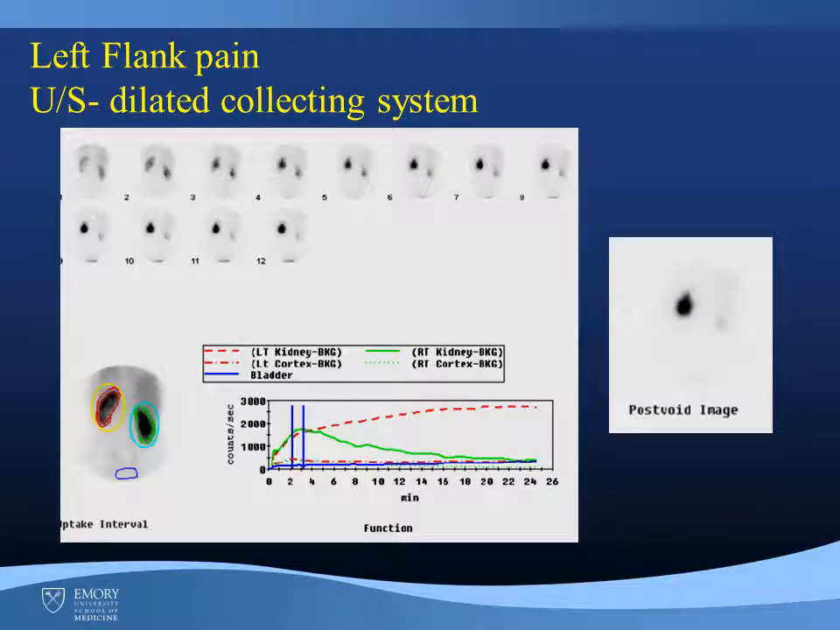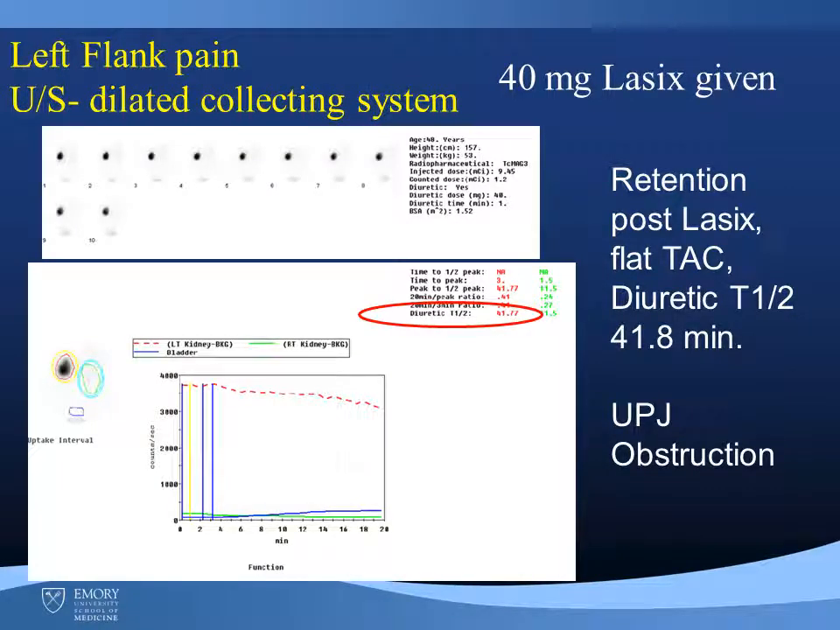Let's look at another patient with left flank pain with ultrasound showing a dilated collecting system. We don't have dynamic images here, but we can see while on the right there is uptake, excretion, and emptying, on the left there is retention of radiotracer proximally, seen on the post-void image. There's an upgoing time activity curve on the left and a fairly normal time activity curve on the right. So what are we going to do? Yes, we're going to give Lasix. 40 milligrams of Lasix was then given, and we can see that there is retention in that left proximal collecting system with a flat time activity curve and the diuretic T1/2 of 41.8 minutes. Thus, this was UPJ obstruction.